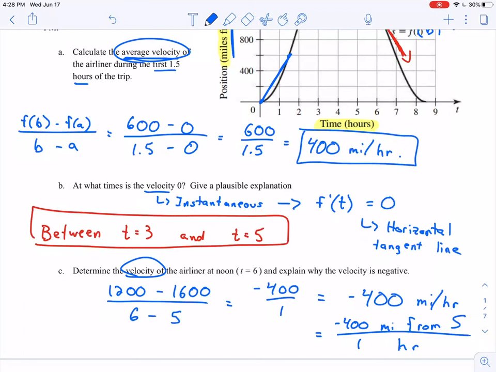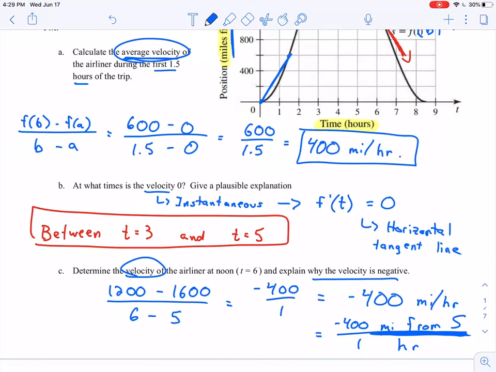When we talk about this negative right here, remember that we can use a word of change, because the derivative is talking about change, increasing or decreasing. Well, if we have a negative, it's probably decreasing. What's decreasing? The number of miles from Seattle that we are. So every 1 hour, we are getting closer to Seattle. Our distance from Seattle is decreasing by 400 miles per hour. That's why. If you wanted to just talk about why the velocity is negative, it's because the plane's getting closer to Seattle.